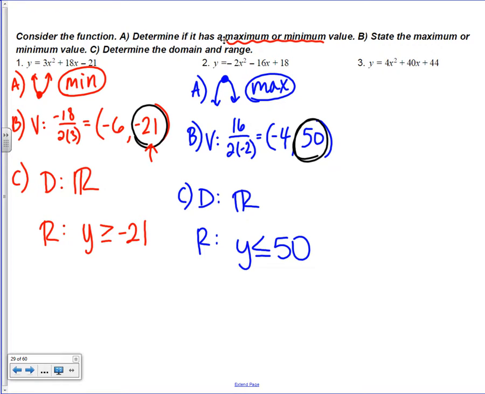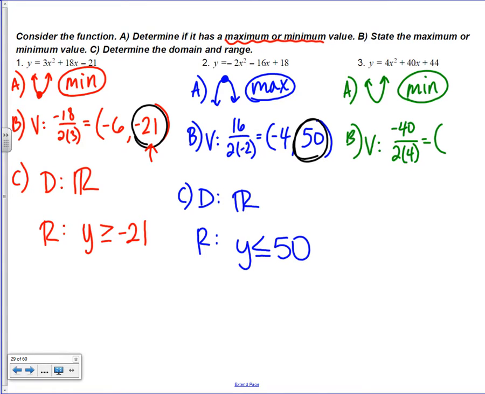And number 3, looking at that, the x squared is positive, which means it opens up and it will have a minimum. If I want to find that minimum, I need to find the vertex, negative b over 2a. And when you do that, you should get negative 5. Be careful plugging in that negative 5, folks, and you should get negative 56. That is your minimum value.